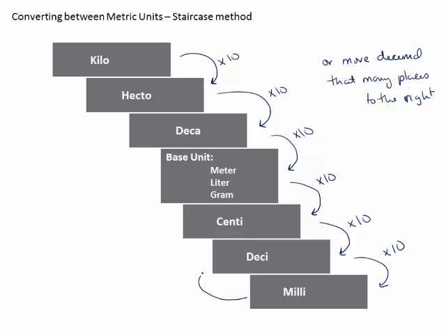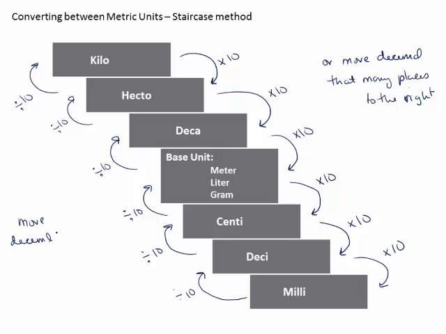Each time you move up the staircase, backwards, or just up, you divide by 10, or move the decimal that many places to the left. This is why metric system is so much simpler than English standard, because it's a base 10. So it's just multiplying and dividing by 10 to convert between units. The prefixes are the same, and your base unit is a meter for length, a liter for volume, and a gram for weight.